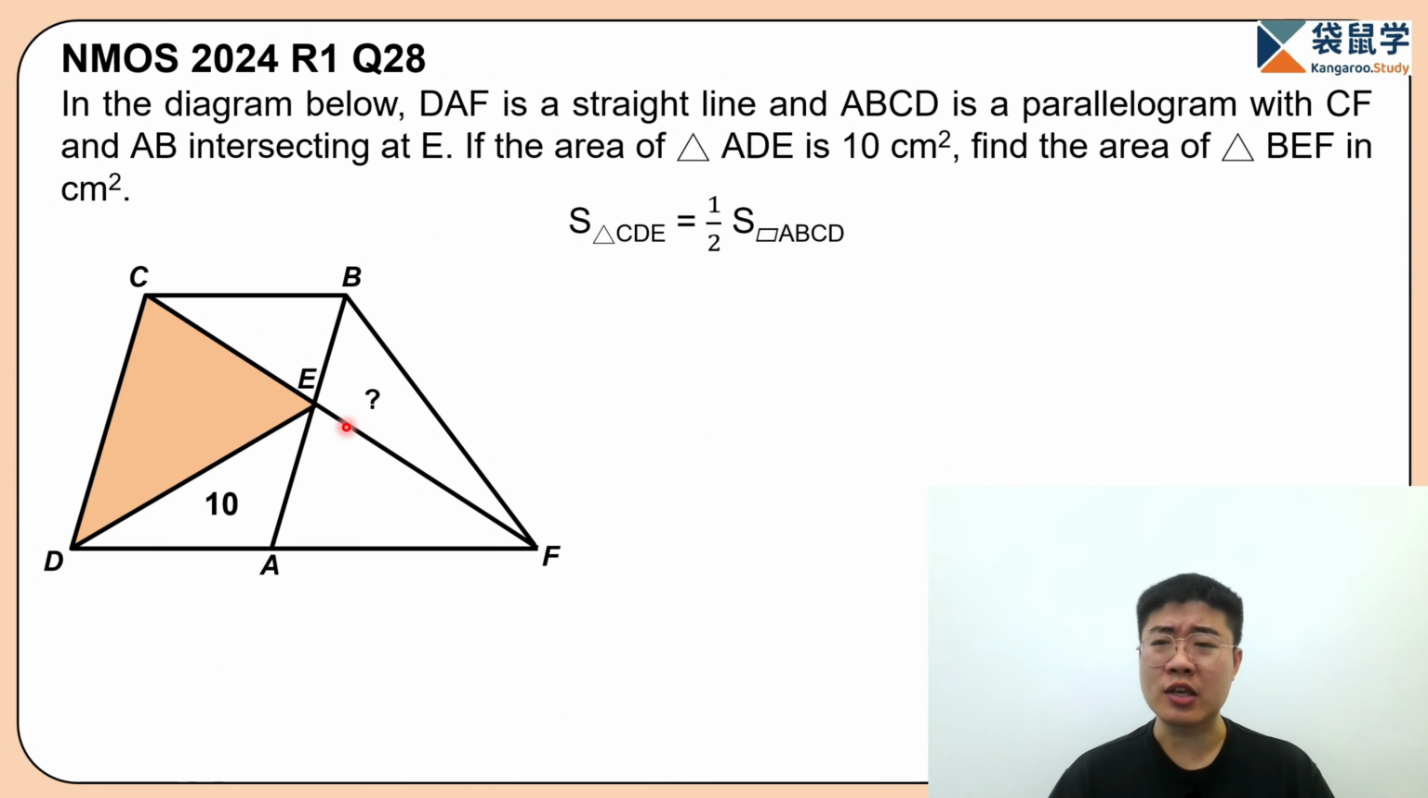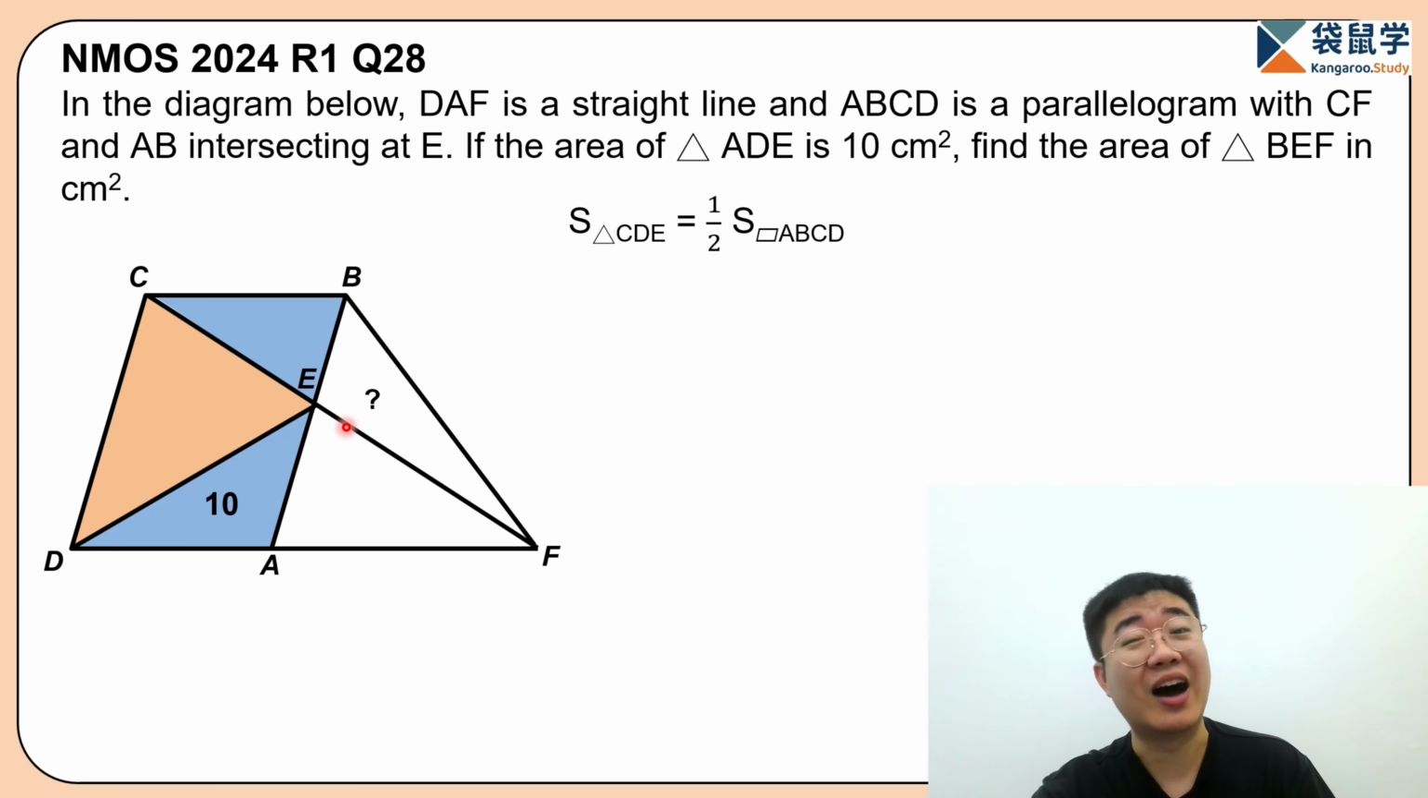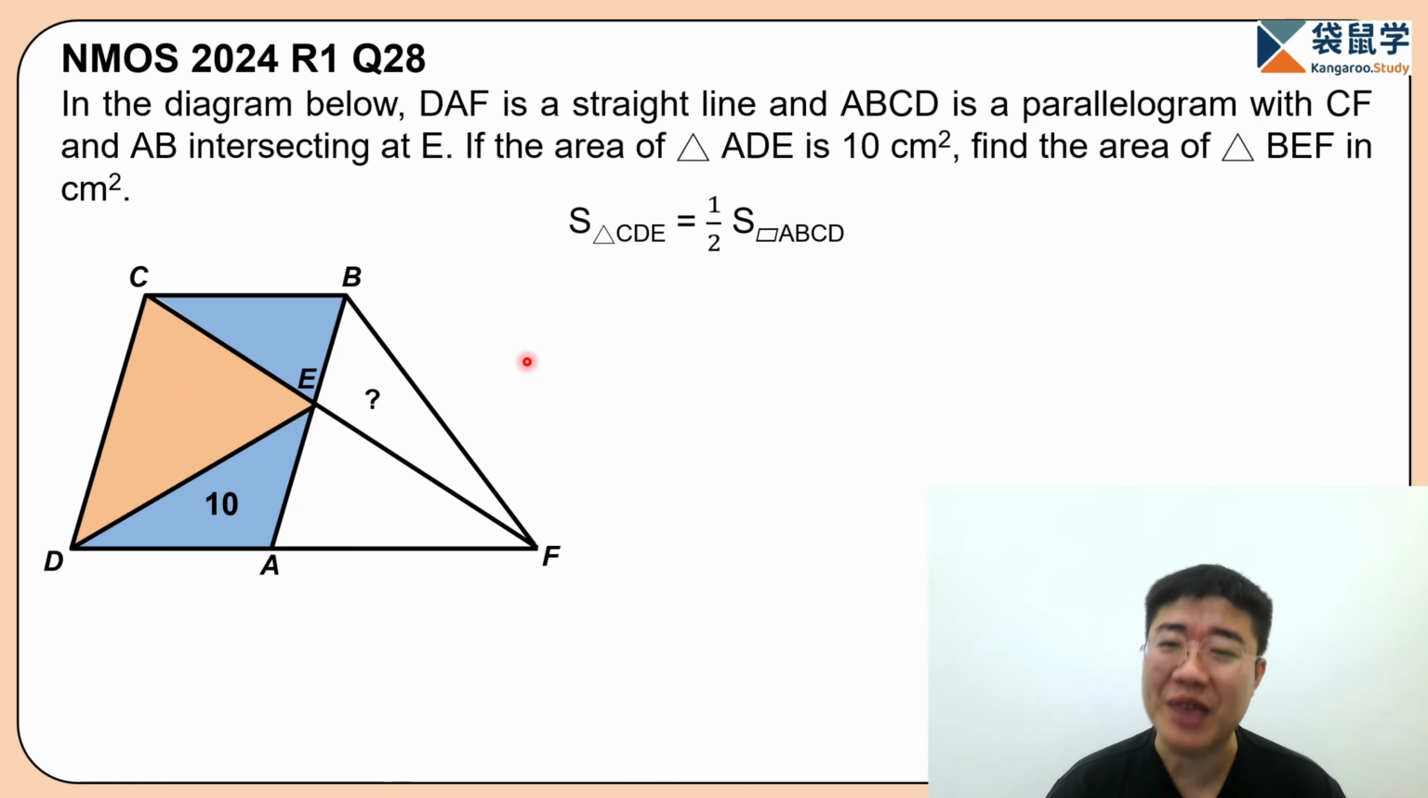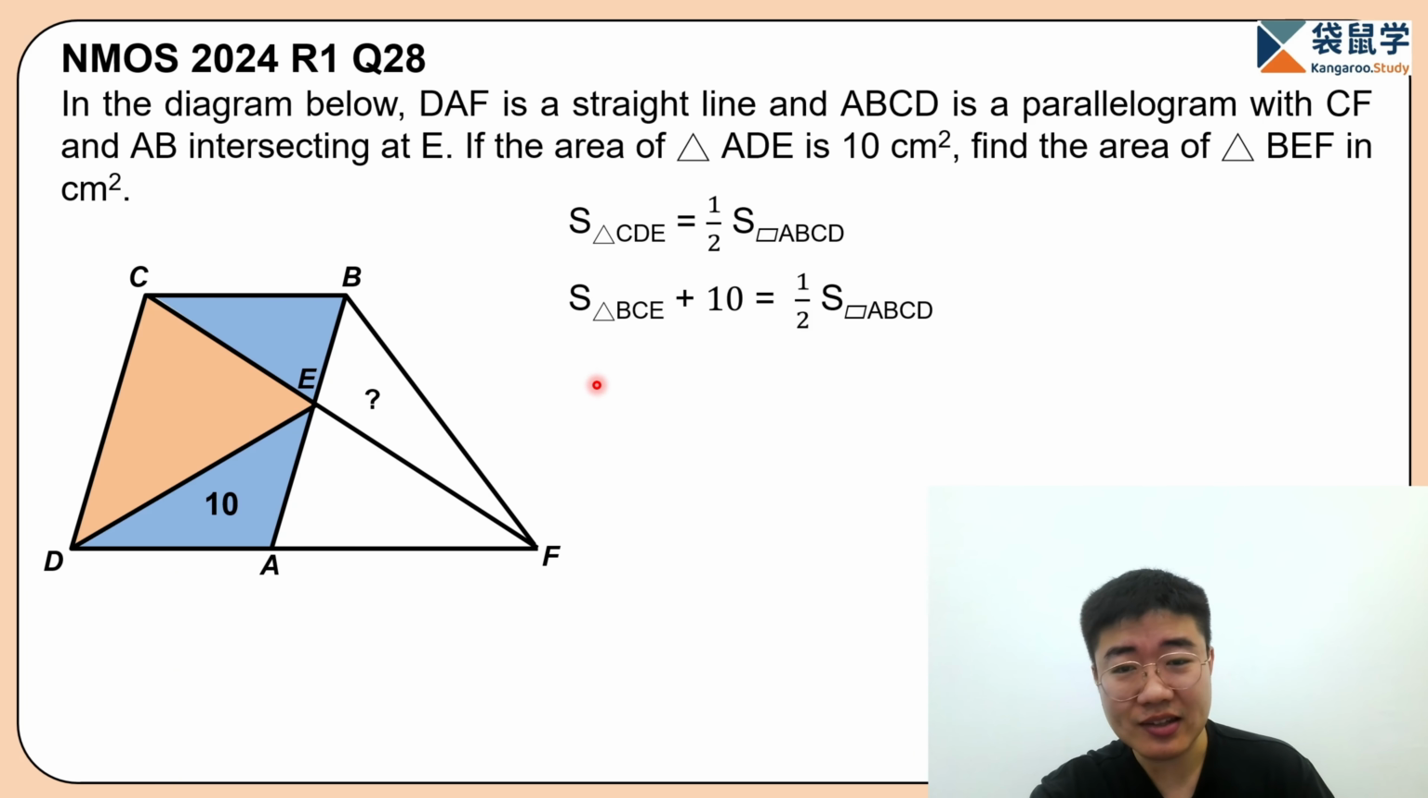Now, my question is, how about the remaining part of the parallelogram? If this triangle is half, now the remaining must also be half. So we can see the BCE plus this triangle, which area equals to 10. So it's also half of the parallelogram ABCD.